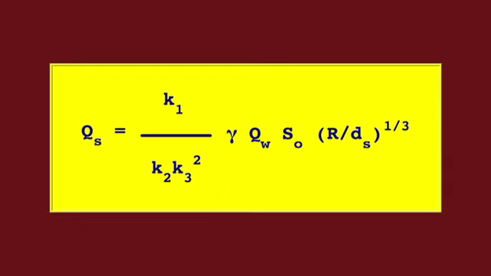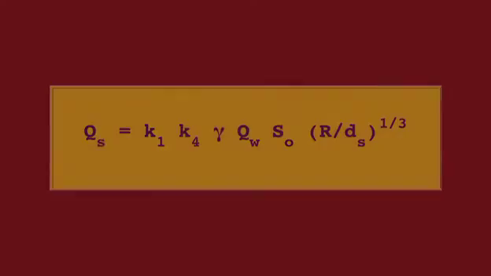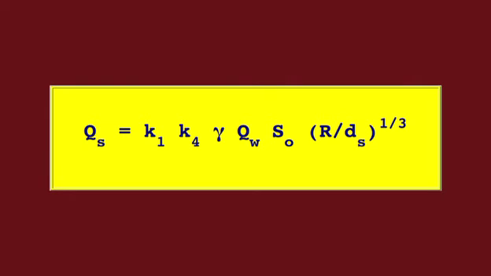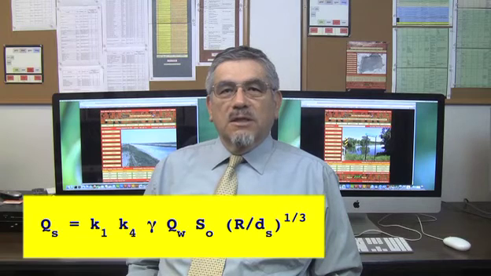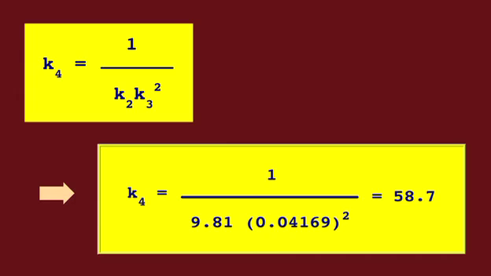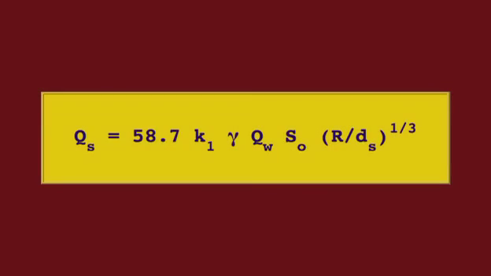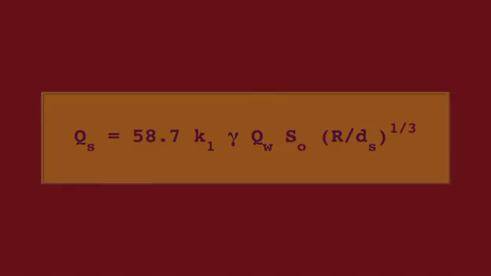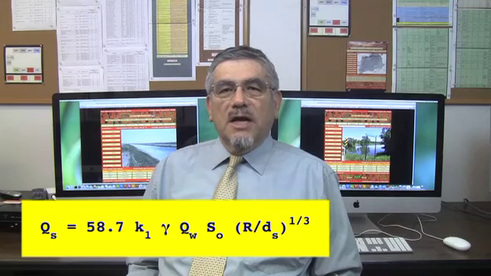The sediment transport function is it reduces to in which K sub 4, a constant, regardless of the system of units, is a function of K sub 2 and K sub 3. Therefore, the dimensionless sediment transport function is This sediment transport function is applicable in either SI or US customary units.